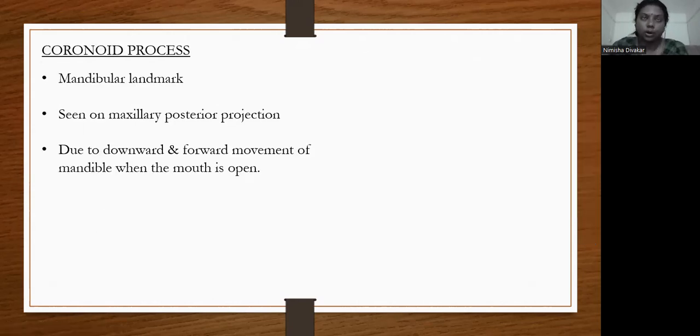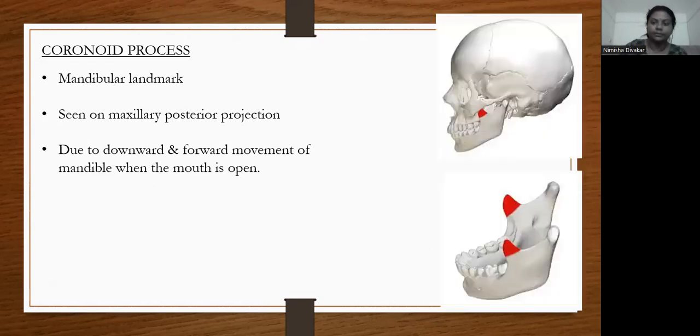Next one is coronoid process. Coronoid process is anatomically seen in the mandible, but it appears in maxillary posterior projection of radiograph due to the downward and forward movement of mandible when the mouth is open. While taking a maxillary posterior radiograph, we have to open the mouth, and while opening the mouth, mandible moves downward and forward. Then coronoid process appears on the maxillary radiograph.